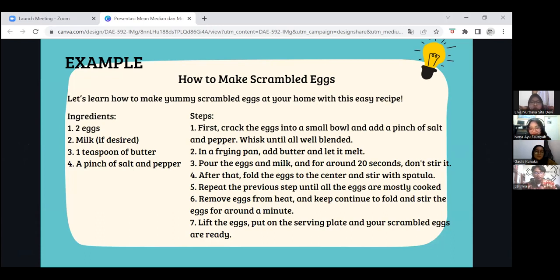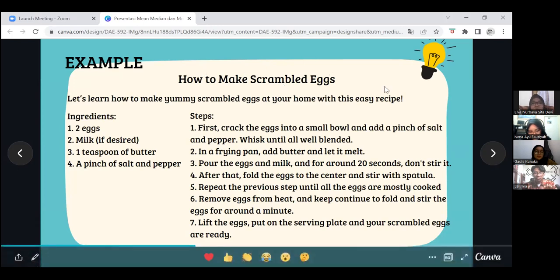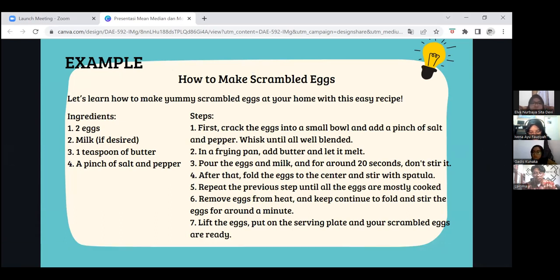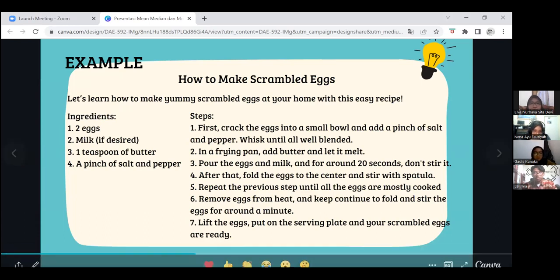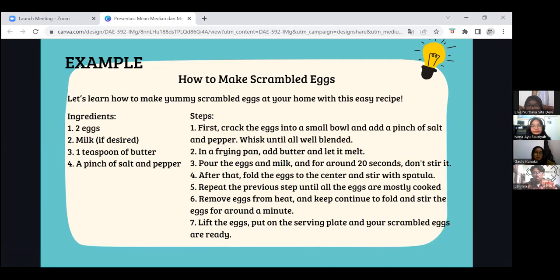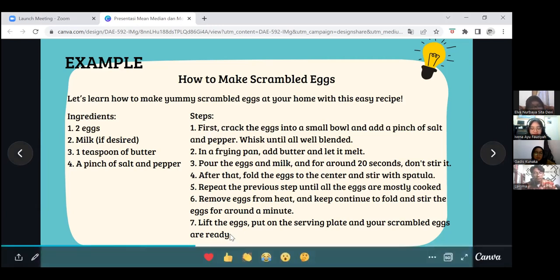Okay, so generic structure first is aim or goal. It's located in the title, How to Make Scrambled Eggs. And second is ingredients, located in this part. First 2x and so on. And the last structure is steps, and first is so on until ready. And the social function of this text is to tell the readers how to make scrambled eggs.